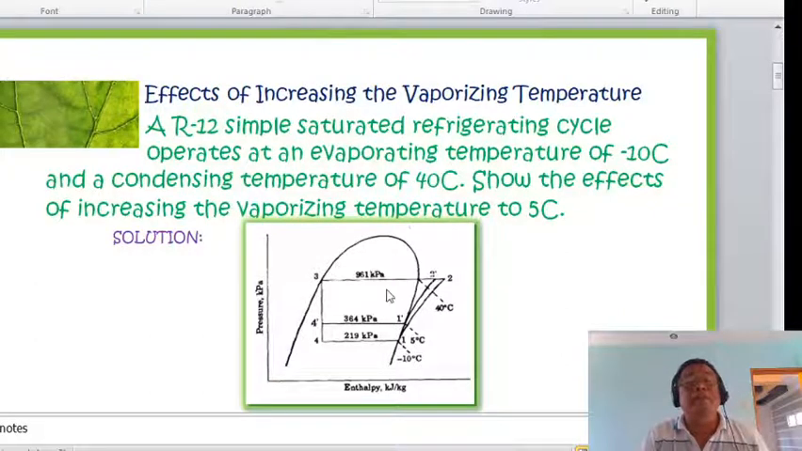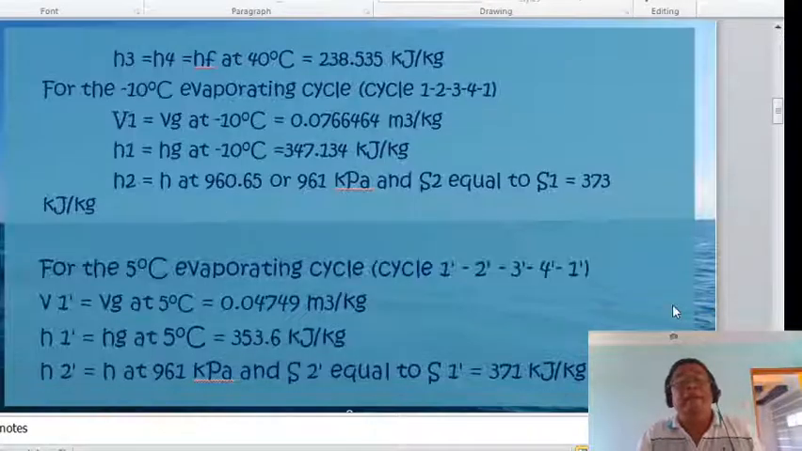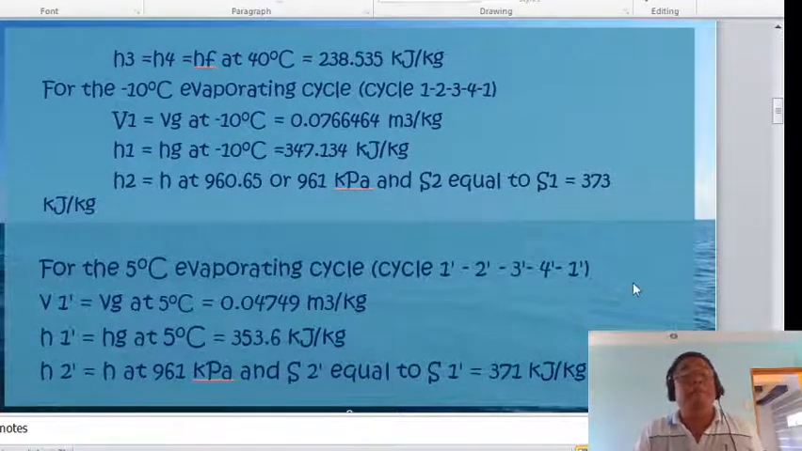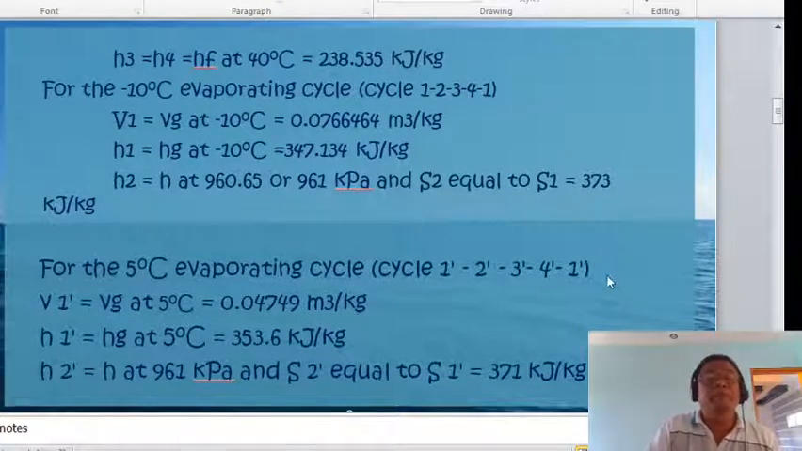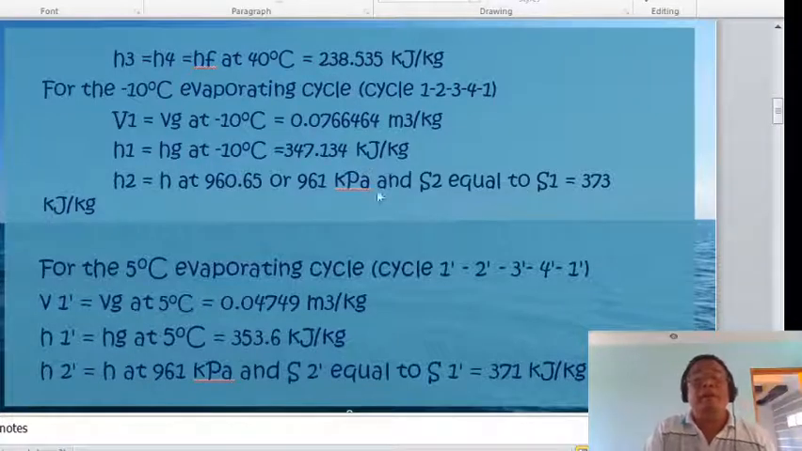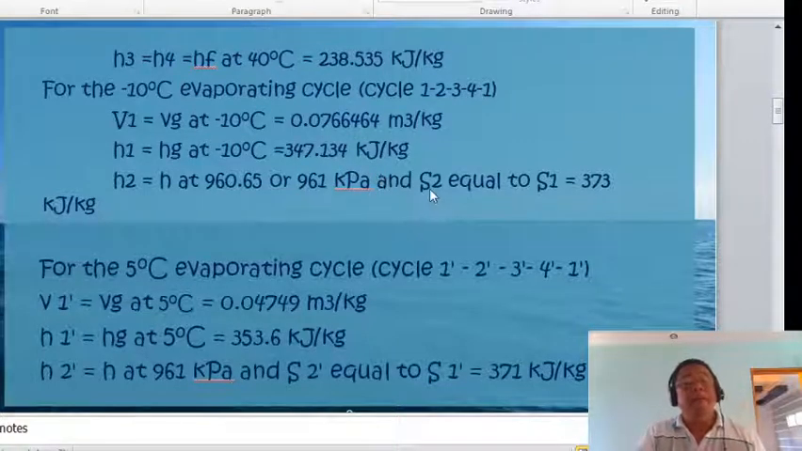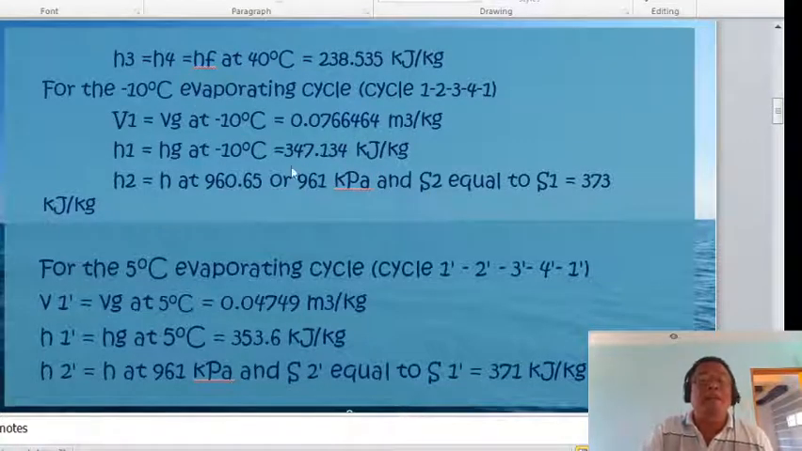Take note, class, here, 1 to 2. In the superheated table for refrigerant, this curve from 1 to 2 is isentropic. The value now of the enthalpy at 2, meaning at the end of compression, is 373 kilojoules per kilogram, class. So this is now the values.